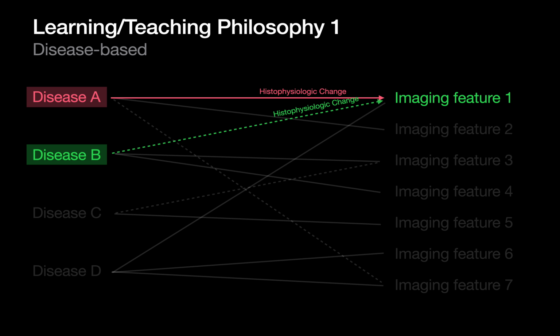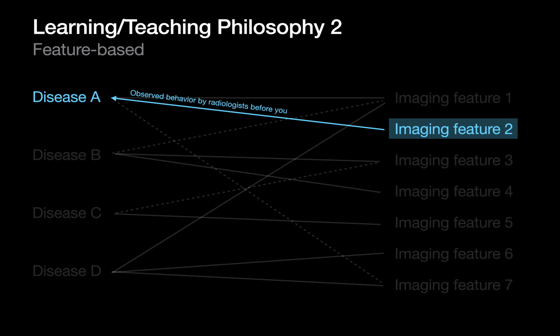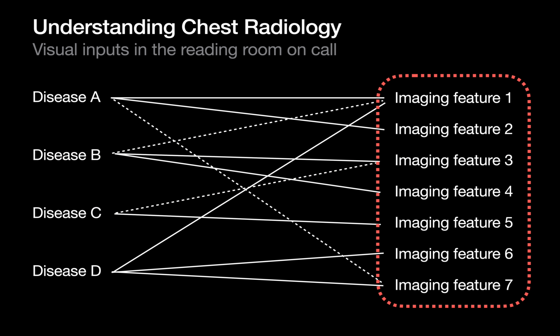The second way to learn this web is to start from the other side. Start with the imaging features. We see imaging feature 1 and ask, what diseases can produce this? Then imaging feature 2, what diseases can produce this? That's the feature-based approach. And I think, especially when you're first learning chest radiology, it makes an enormous amount of sense, because think about what actually happens when you're on call.